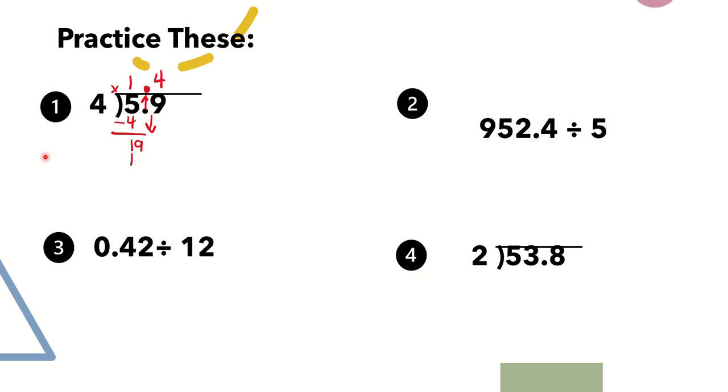4 times 4 gives me 16. Bring down my 3. I have run out of numbers. Anytime I have numbers remaining, remember we can no longer leave a remainder, so I'm going to bring down a 0 to continue dividing. How many times can 4 go into 30? 7 times. That gives me 28. 2. Bring down one more 0. How many times can 4 go into 20? 5 times. And we know we're done when we have a 0 at the end.